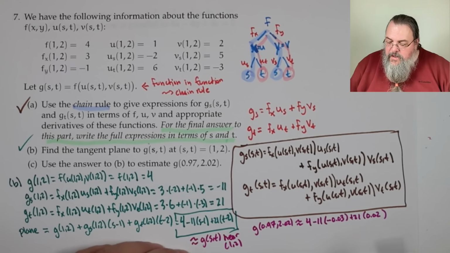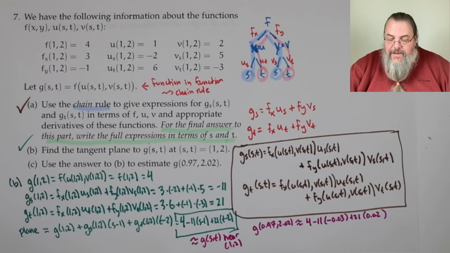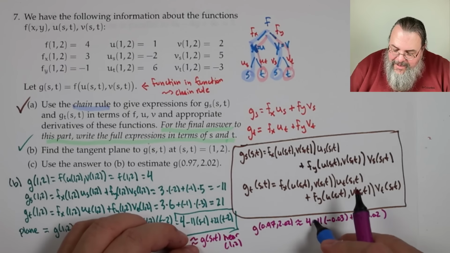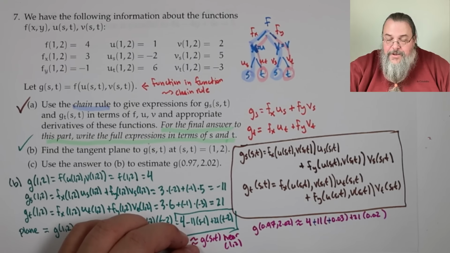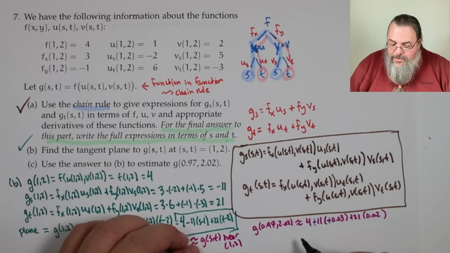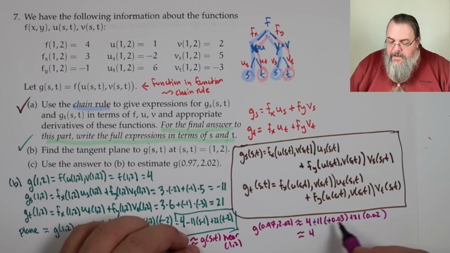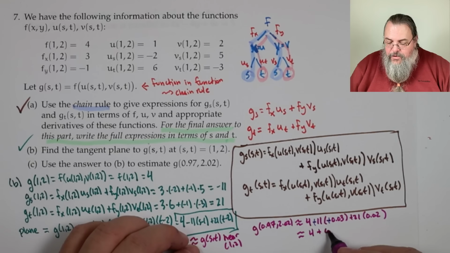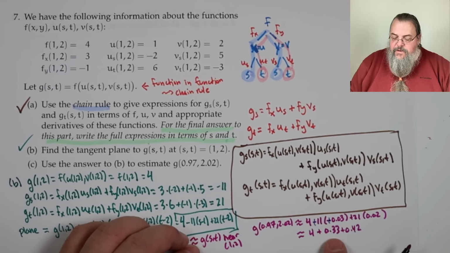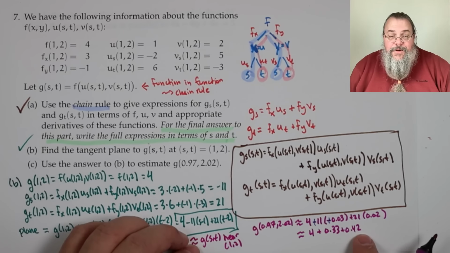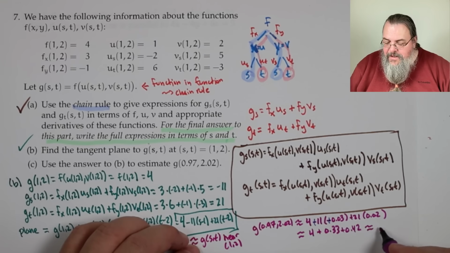Okay, so good news. A minus times a minus makes a plus. Whew. Okay, so everything's looking positive. So we end up with 4 plus 11 times 0.03 is 0.33. 21 times 0.02 is 0.42. If you add those together, 0.33 and 0.42, you get 0.75.